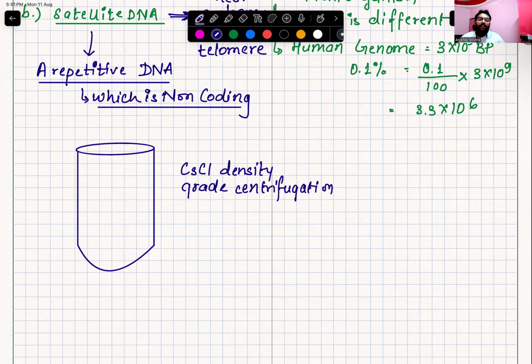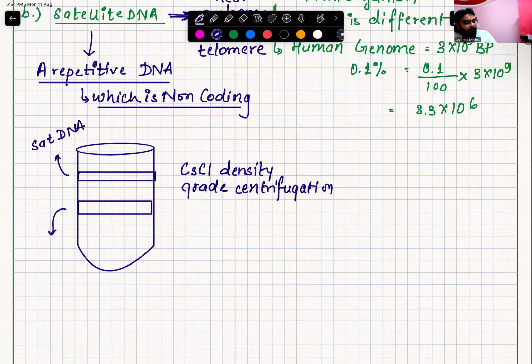And when you do that, within the test tube, you will have two sets of DNA. One will be the lighter part and one will be the heavier part. This is your satellite DNA. And this is your bulk DNA.